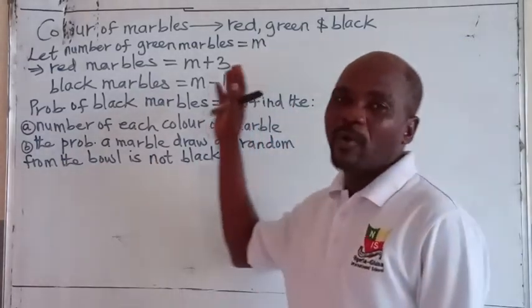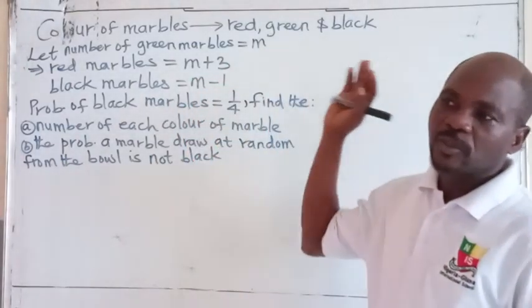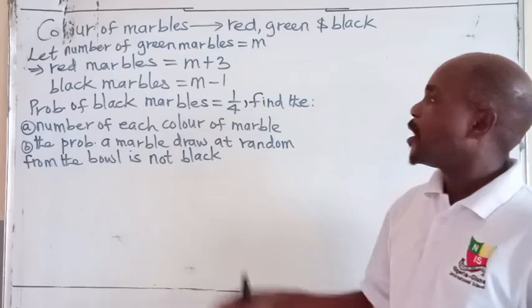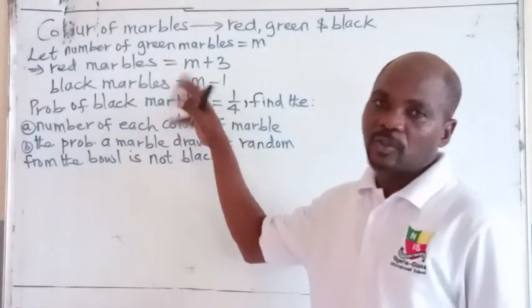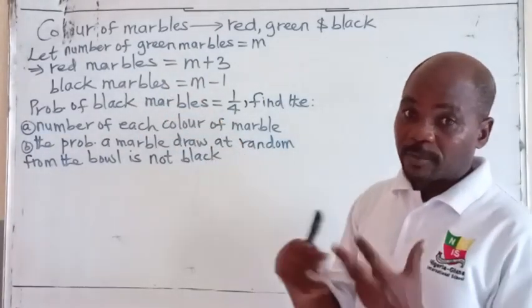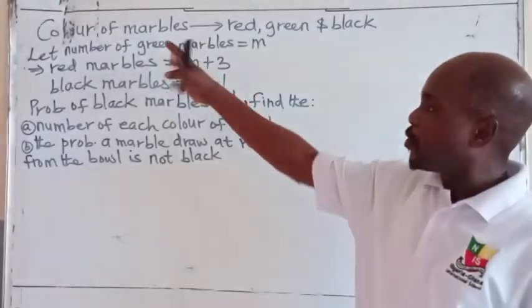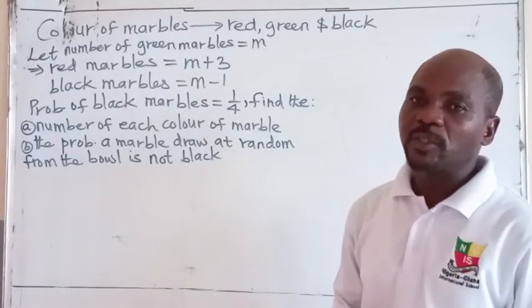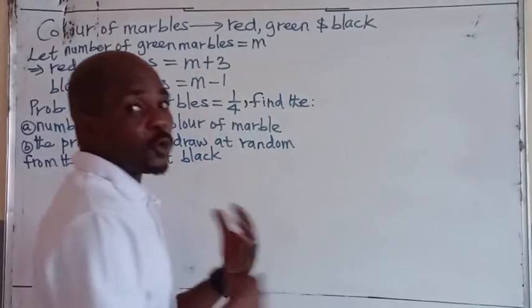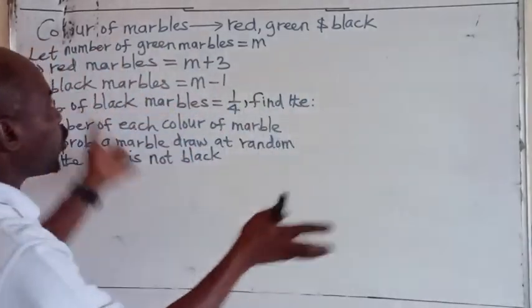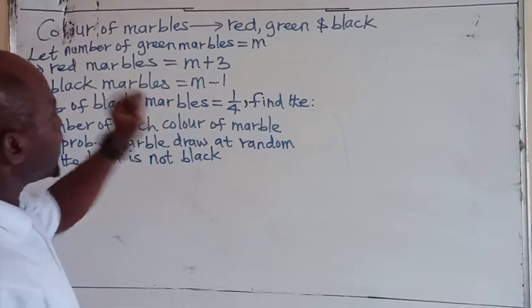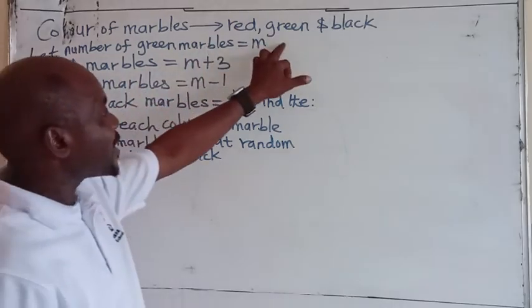This is a WAEC 2026 optional theory question. The question is long, so I didn't write all of it, but I will explain how I got these figures. Then we'll move on to the solution. According to the question, there's a particular bowl, and that bowl has three kinds of marbles: red, green, and black.